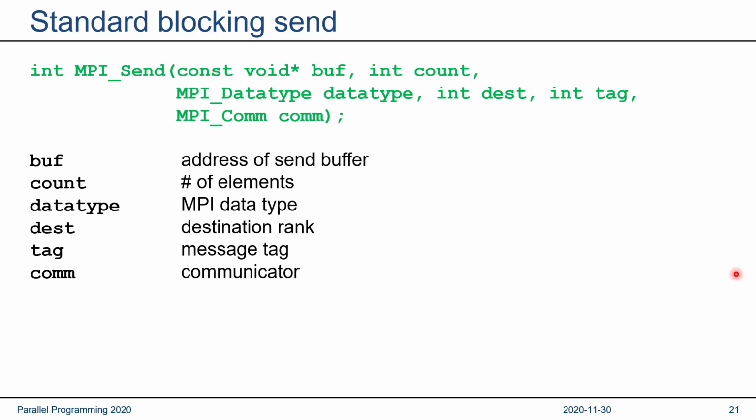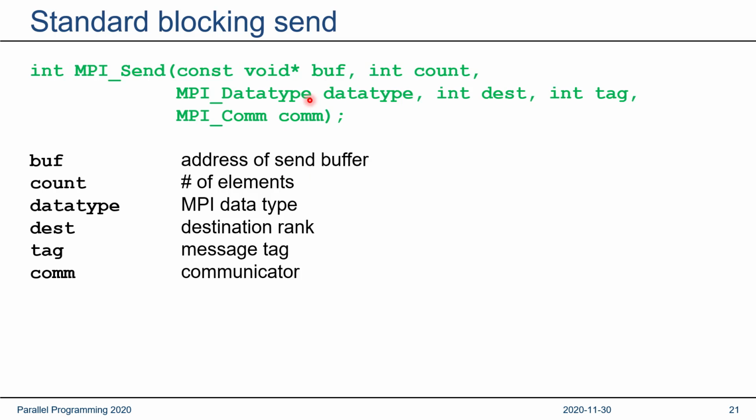Here's the syntax for the standard blocking send in MPI. We have 6 arguments. The first one is probably the most important one, the address of a send buffer called buff here. In C it has a data type of void pointer. The count argument is the number of elements comprising the message. So this is the exact count of elements that we want to send.